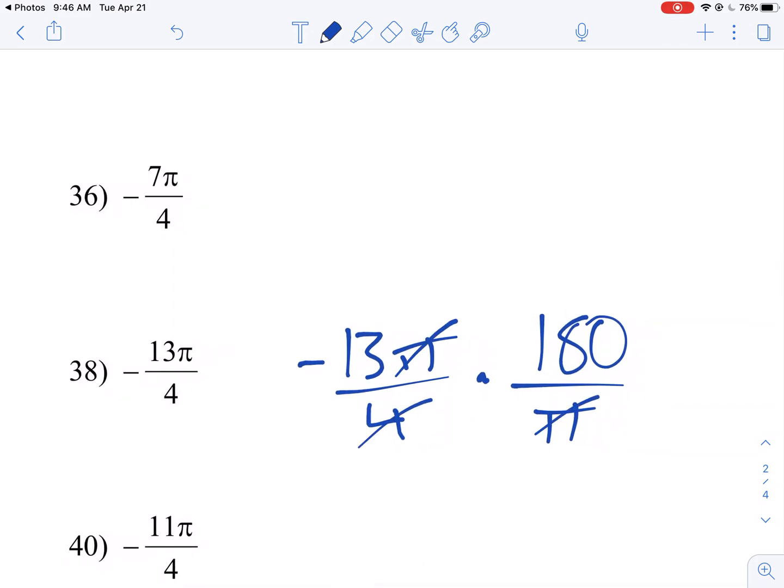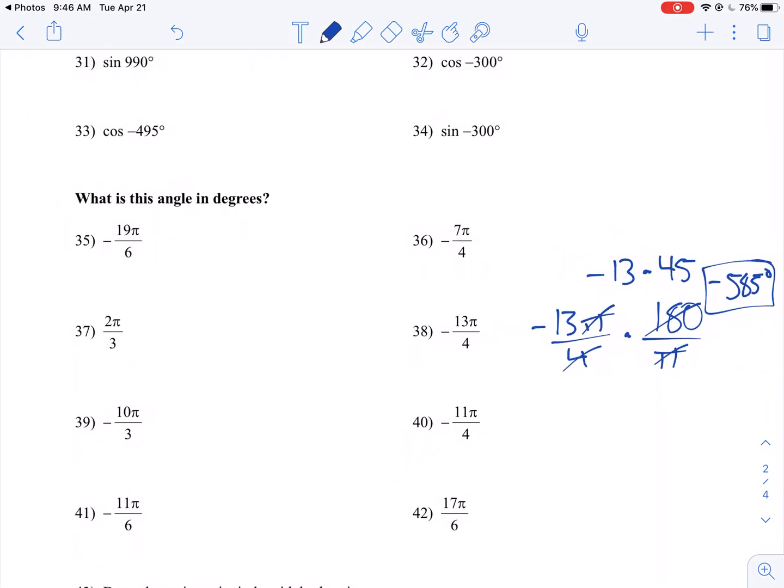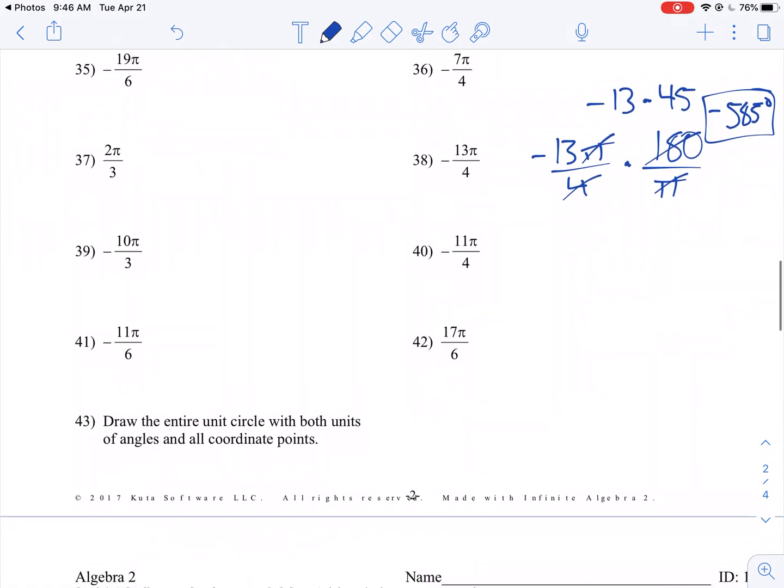I go through the process of reducing this. I've got negative 13 times 45. That's 450 plus 45 times 3 is 135. So this is negative 585 degrees. I'm just going through my unit conversion there, and we're going to do that on all of these. You're multiplying by 180 over pi.